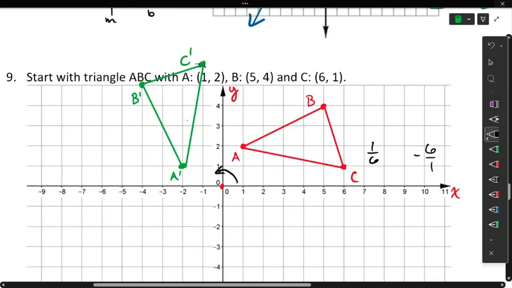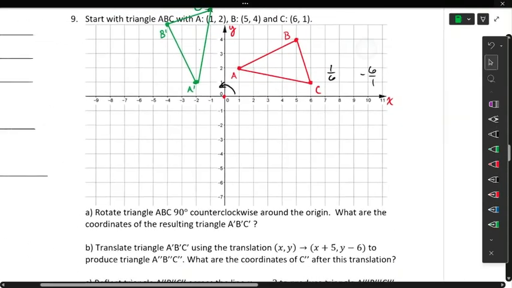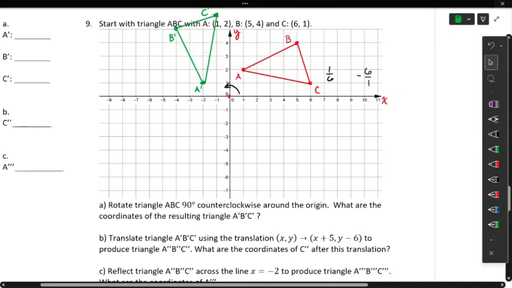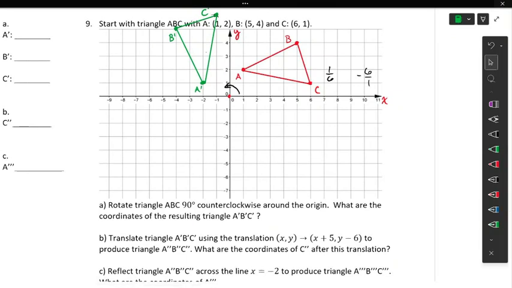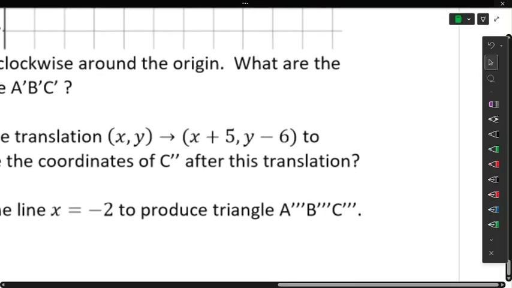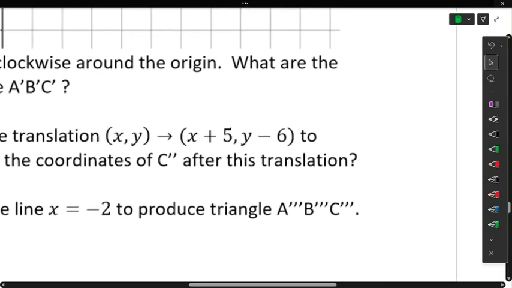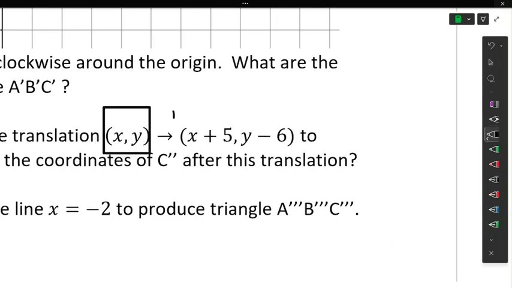The next thing that we need to do is, the last two are way easier. The next one is we just need to translate this using the following rule. When I look at this rule, this is a transformation rule, and it says that for every single point on the triangle that I just made, the x values are all going to be increased by 5, and the y values are going to be decreased by 6.